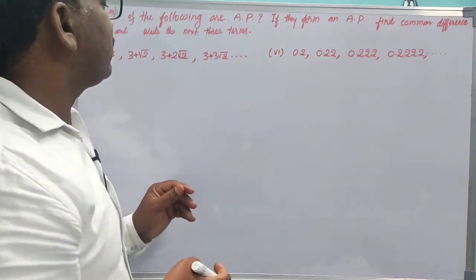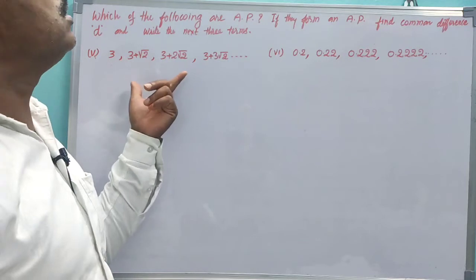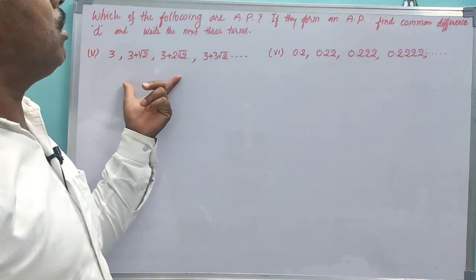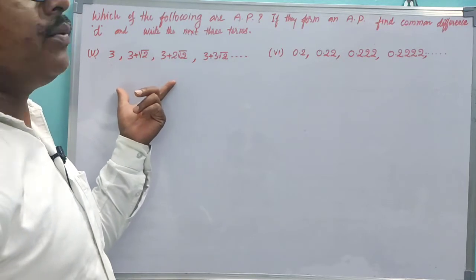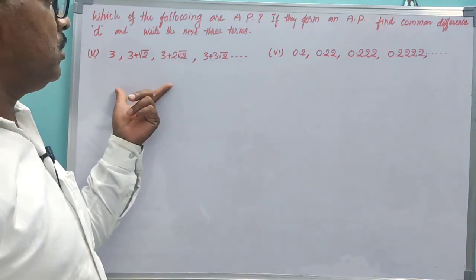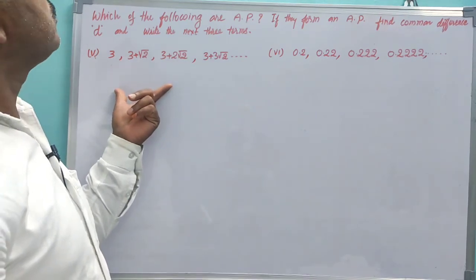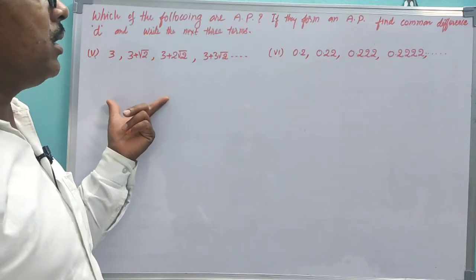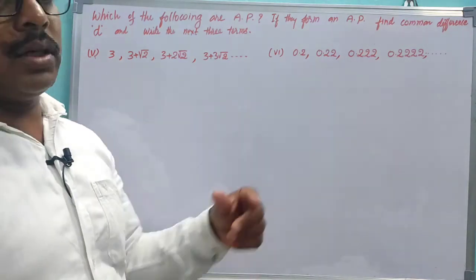So we have to check whether these number series is an arithmetic progression or not, and if it is an arithmetic progression, we have to find the common difference. And then we have to write the next 3 terms. Similarly, this also.